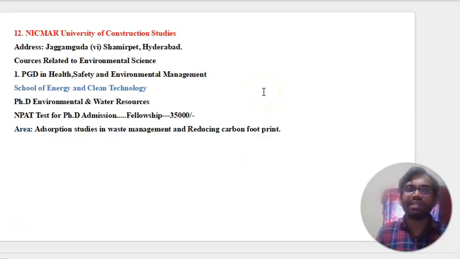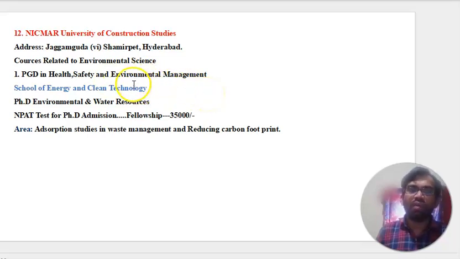Next, coming to NICMAR University of Construction Studies. You can see, this is one of the best premier universities, and this is offering a PhD in environmental science. I wrote the address here clearly, Shamirpet, it is in Hyderabad, and it is also offering a diploma course, one is the postgraduate diploma in health, safety and environmental management.